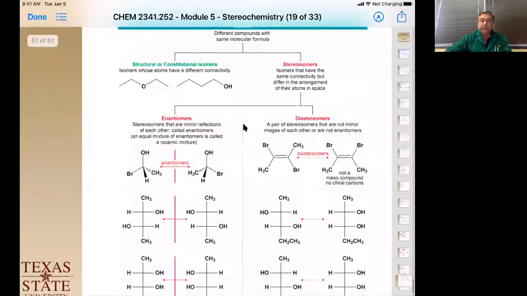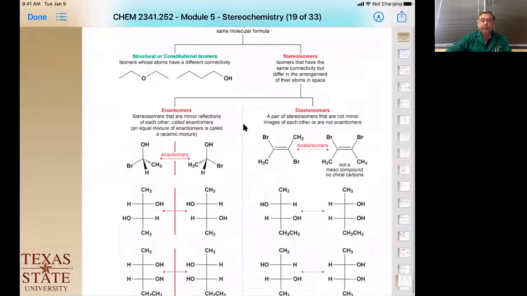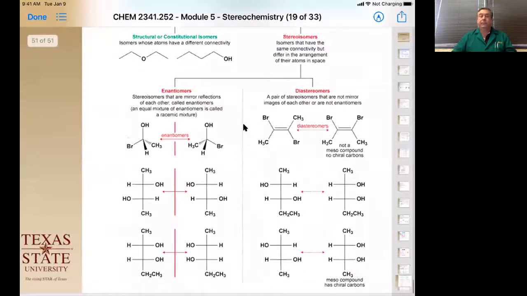Okay. And then, of course, this is a visual review of all those things. Okay. Questions on stereochemistry? Okay. Remember, stereo means space. So it's all about the 3-dimensional location in space.